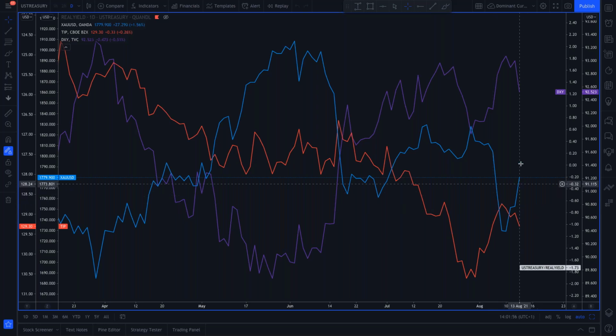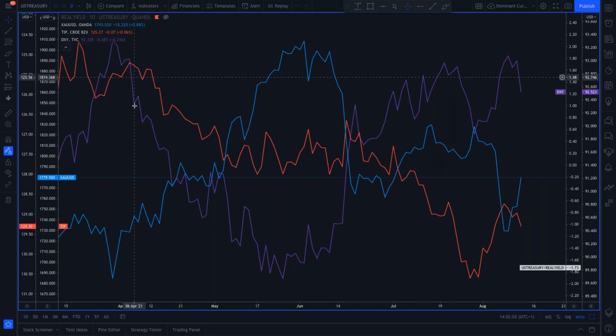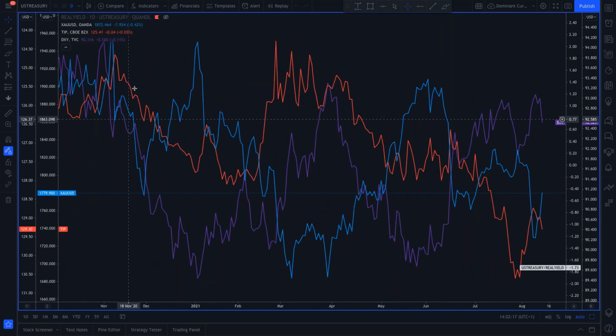At the moment, gold is moving higher. Why? Because real yields are falling and the dollar is falling. So when you have real yields falling and the dollar falling, that's red and purple. That's real yields, that's the dollar. When real yields and the dollar are falling, that helps gold rise, okay? So if you look back here, you can see turn of 2020, red, purple, real yields, dollar falling, gold rises. Here, red, purple, real yields, dollar falling, gold rises.